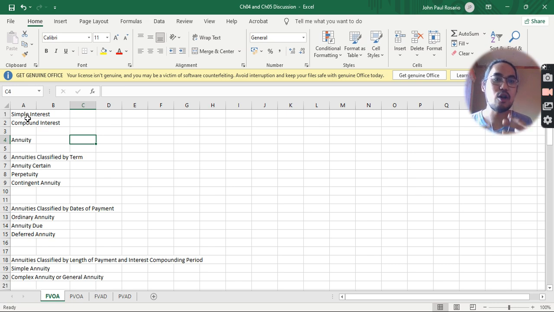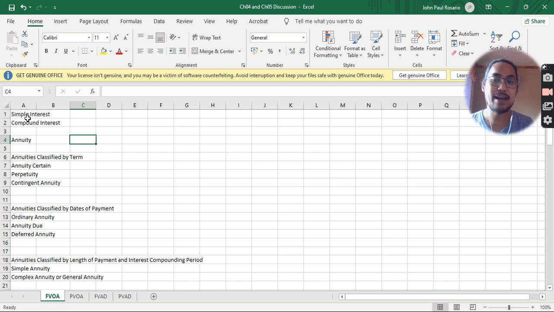For annuity, guys, we're talking about paying initially, and then you add another payment, and another payment. So after your first payment, after one period, it earns interest, and you add another payment. Then in the next period, the money keeps earning interest, and you add an additional payment again. So that's annuity.